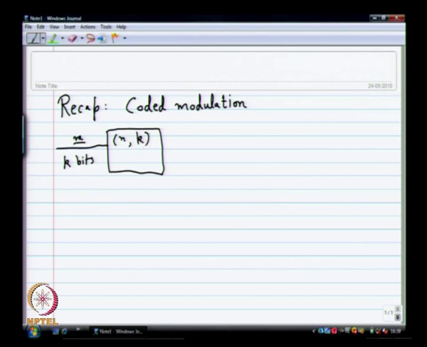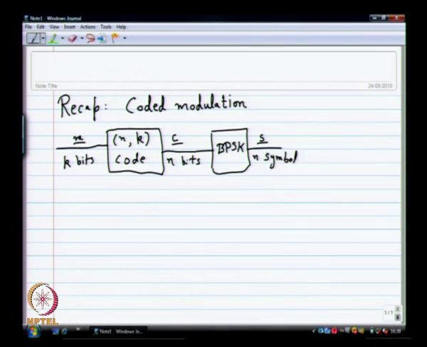Okay, you have an n comma k code which converts this into a code word of n bits. Okay. And then the difference is we will also consider the modulation block which converts bits into what I am going to call symbols. Essentially these symbols represent, I think we used S. Okay. So, these symbols represent signals that are going into the channel.